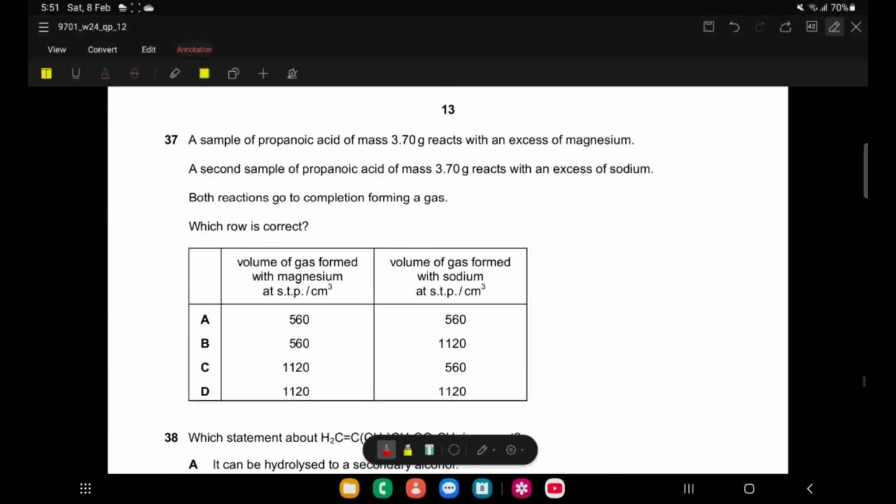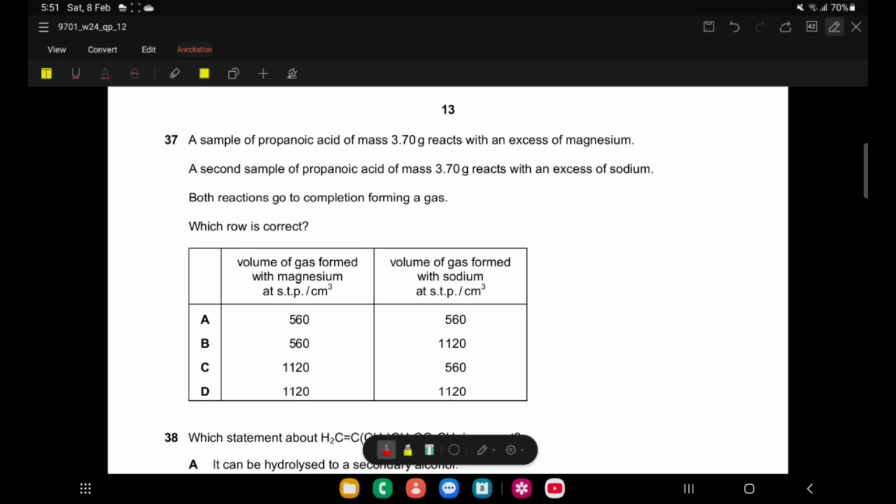37. A sample of propanoic acid of mass 3.7 gram reacts with an excess of magnesium. A second sample of propanoic acid of mass 3.7 gram reacts with an excess of sodium. Both reactions go to completion forming a gas. Which row is correct? The volume of gas formed with magnesium, and the volume of gas formed with sodium.